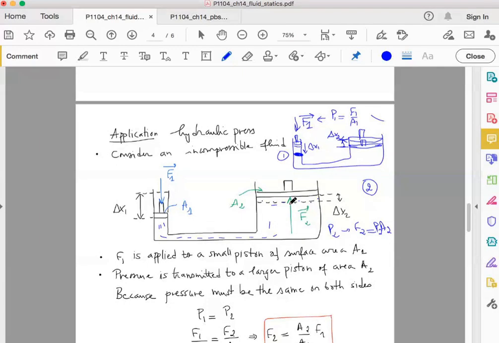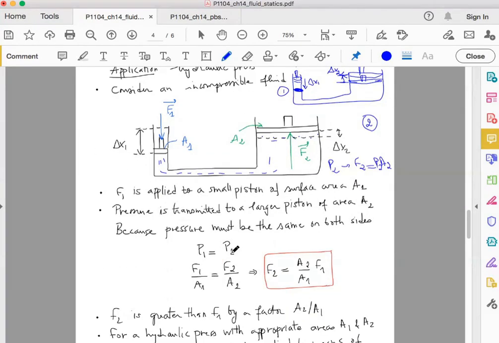Actually, the pressure is transmitted undiminished from the piston A1 to the piston A2. Because the pressure is the same on both sides, we can write down P1 is equal to P2. This means F1 over A1 equals F2 over A2, and we end up with the relation F2 equals A2 over A1 multiplied by F1, which is very important. If you apply a force F1 at the input, you will get a force F2 at the output, and F2 is as much greater than F1 as A2 is greater than A1.